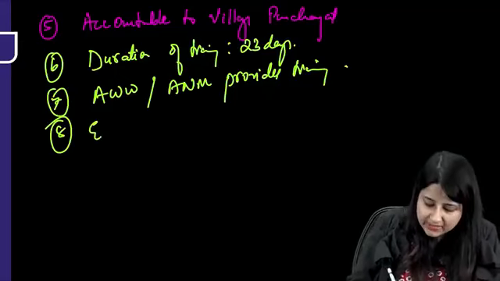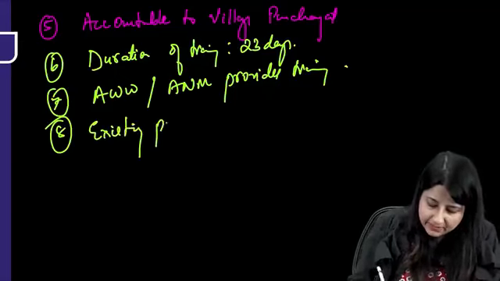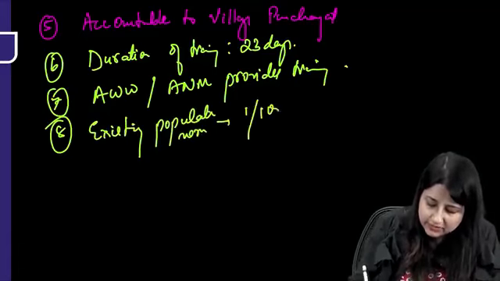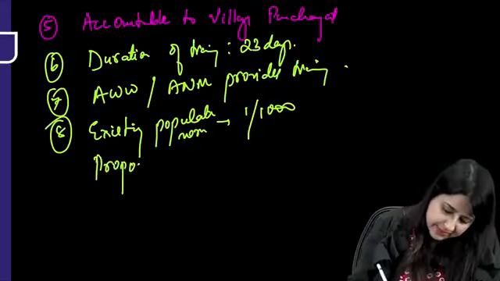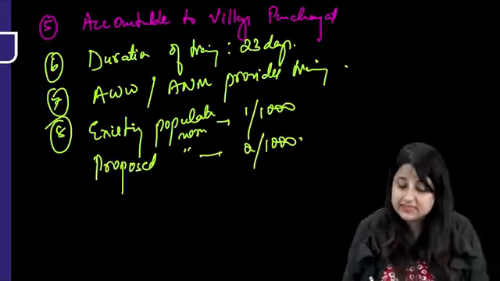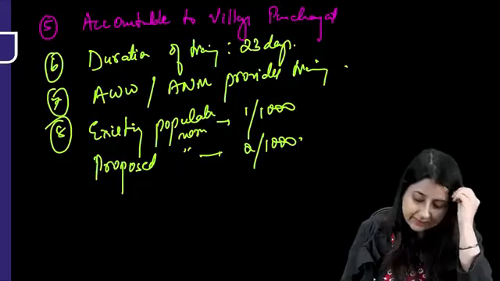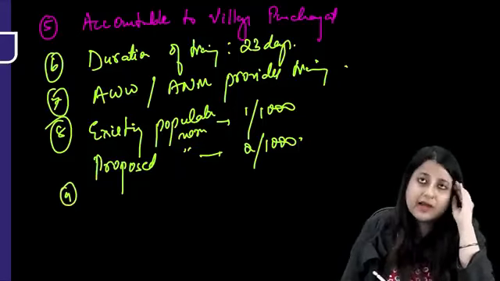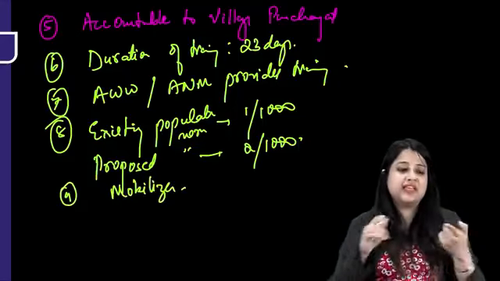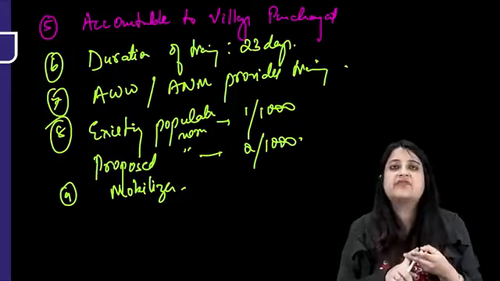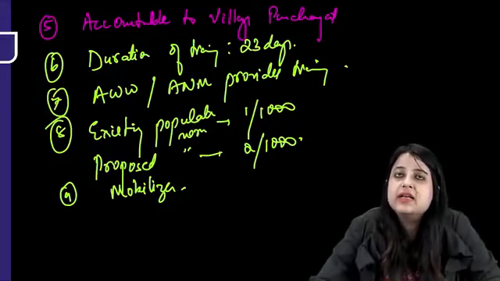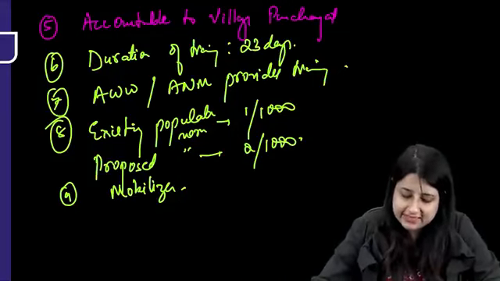Then what is the existing population norm? Please remember, existing population norm is 1 per 1,000. And what is the proposed population norm? The proposed population norm is 2 per 1,000. These are some points for ASHA worker which can come in your exam. One more point, what is her main function? She is a mobilizer. Please remember, she cannot do deliveries. She cannot give vaccines, but she collects women for deliveries, and she also collects every child to get them vaccinated, and pregnant females.